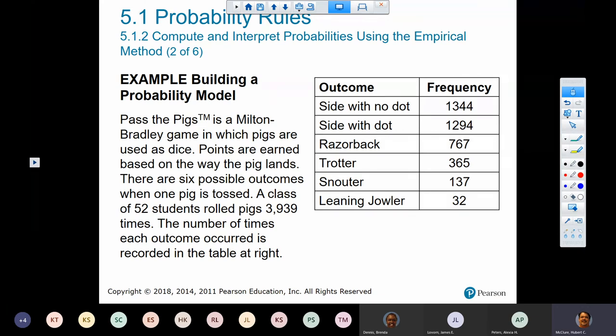Okay, 4,000. What happened? Well, 1,344 side with no dot. Side with a dot, 1,294. Razorback, that's a wild hog, for those that didn't know that, 767. Y'all ever seen a wild hog? Not good.